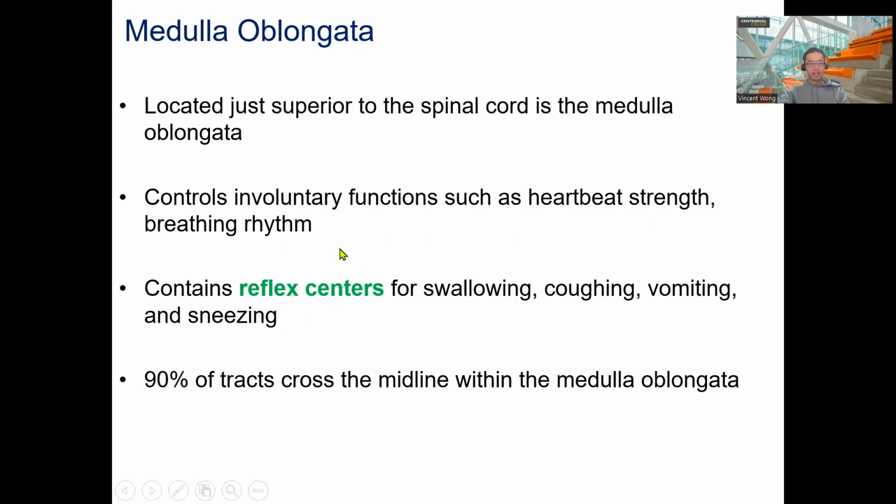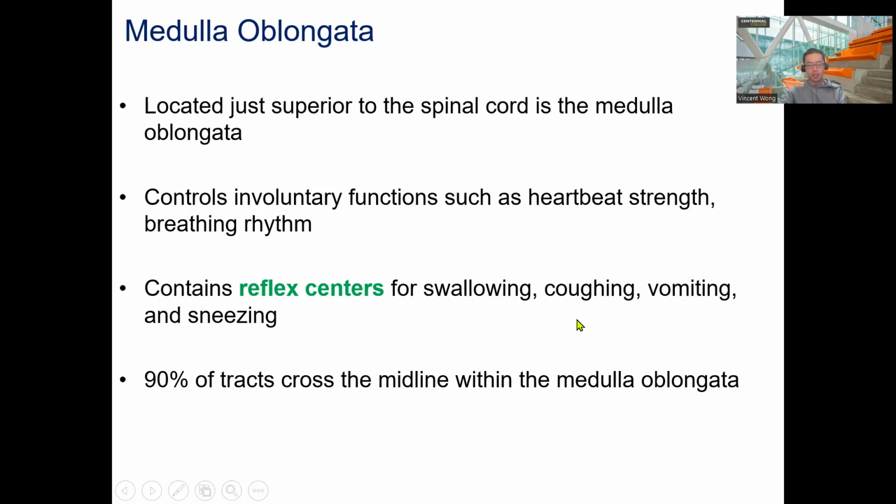There are more reflex centers in the medulla oblongata, right? Swallowing reflex, right? Like a baby, nobody taught a baby how to swallow, but they know how to do that instinctively, right? Reflex centers in the medulla oblongata allow that to happen. Coughing reflex, vomiting reflex, sneezing reflex. Okay, so cough syrup targets the coughing center in the medulla oblongata, and it helps dampen it, suppress the coughing.